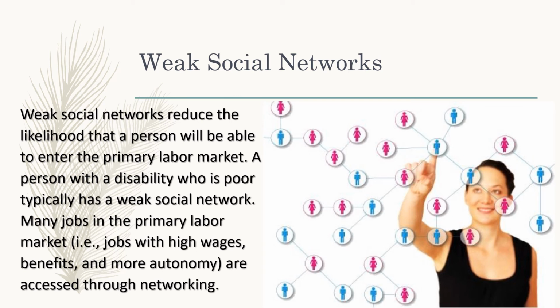Weak social networks. Weak social networks reduce the likelihood that a person will be able to enter the primary labor market. A person with a disability who is poor typically has a weak social network. Many jobs in the primary labor market are accessed through networking.